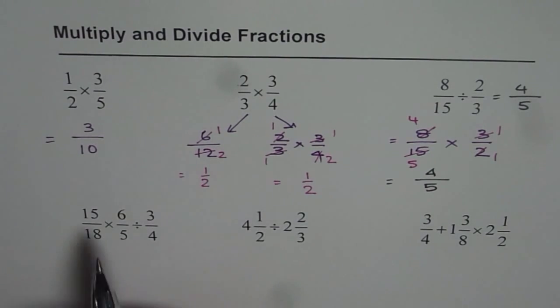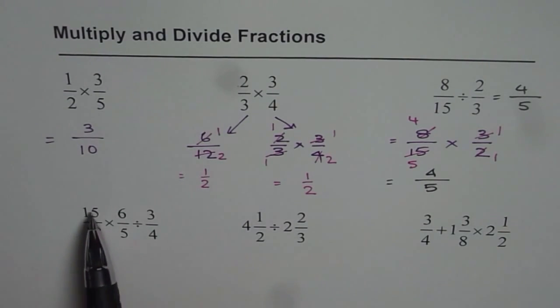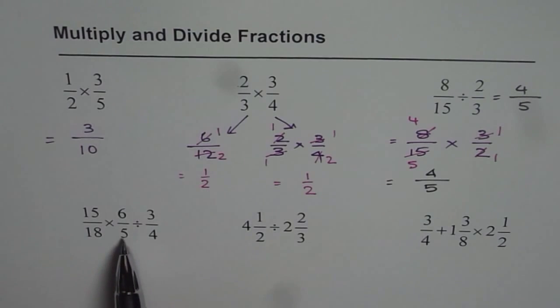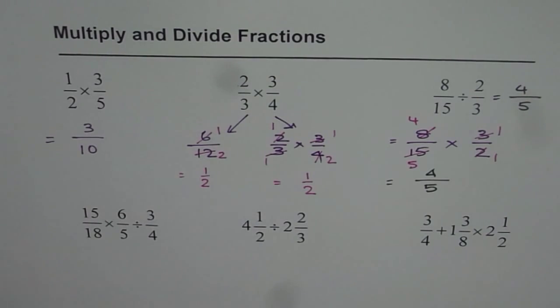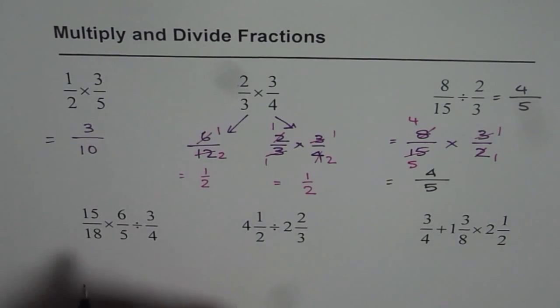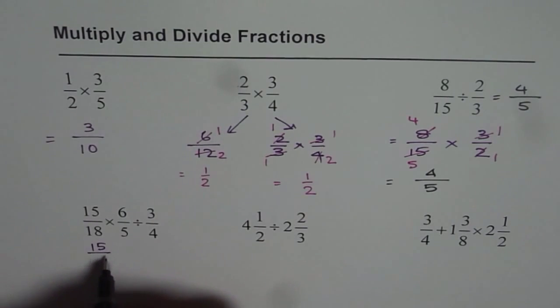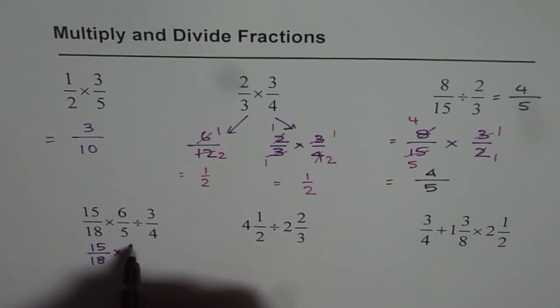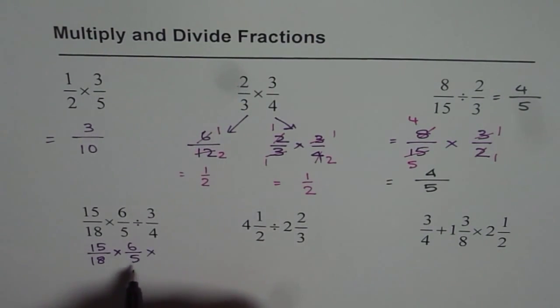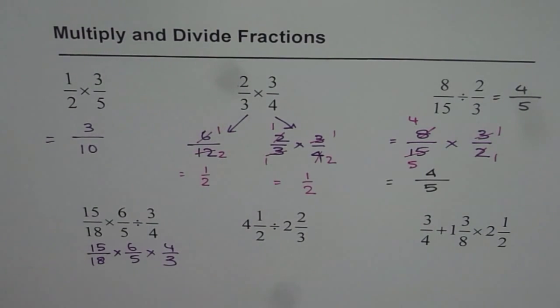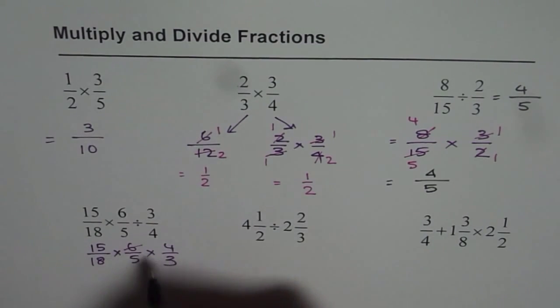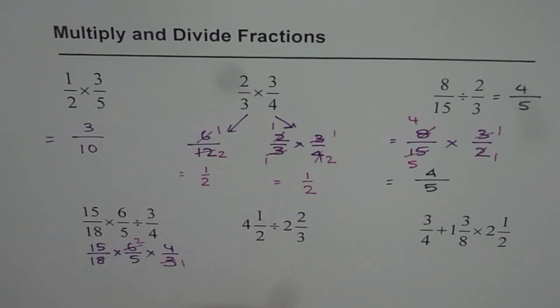Now let me give you a hint for these questions. When you say 15 over 18 times 6 over 5 divided by 3 over 4, it's a good idea to rewrite it with multiplication signs as we did here, right? So you should write this as 15 over 18 times 6 over 5 times 4 over 3. And now what should you do? Simplify, correct? Let's simplify. So we get 3 times 1, 3 times 2, perfect.